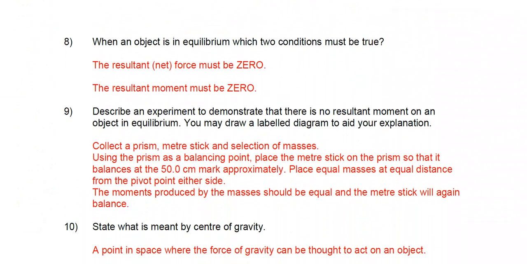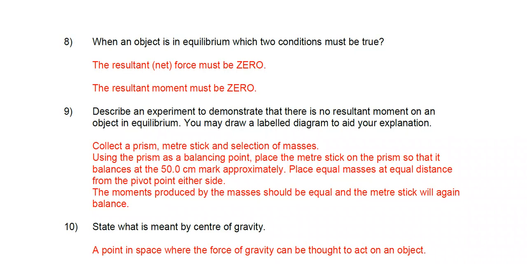When an object is in equilibrium, what two conditions must be true? Well, the resultant or net force must be equal to 0, but also the resultant moment must be 0 as well. Question number 9. Describe an experiment to demonstrate that there's no resultant moment on an object in equilibrium. You may draw a labeled diagram to aid your explanation.